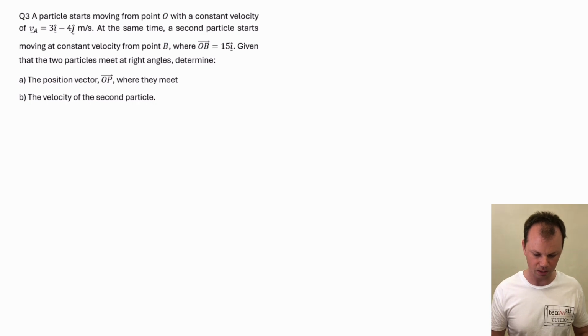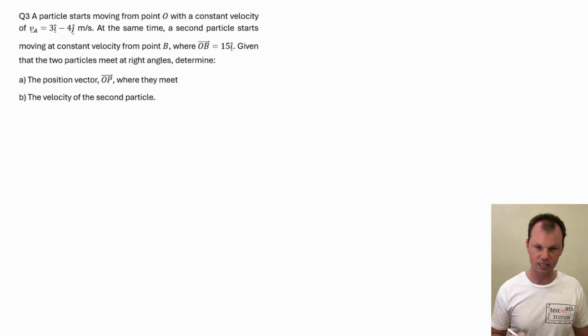A particle starts moving from the point O with a constant velocity of VA equals 3i minus 4j meters per second. At the same time, a second particle starts moving at constant velocity from point B, where the vector OB is 15i. Given that the two particles meet at right angles, determine the position vector OP where they meet, and the velocity of the second particle.